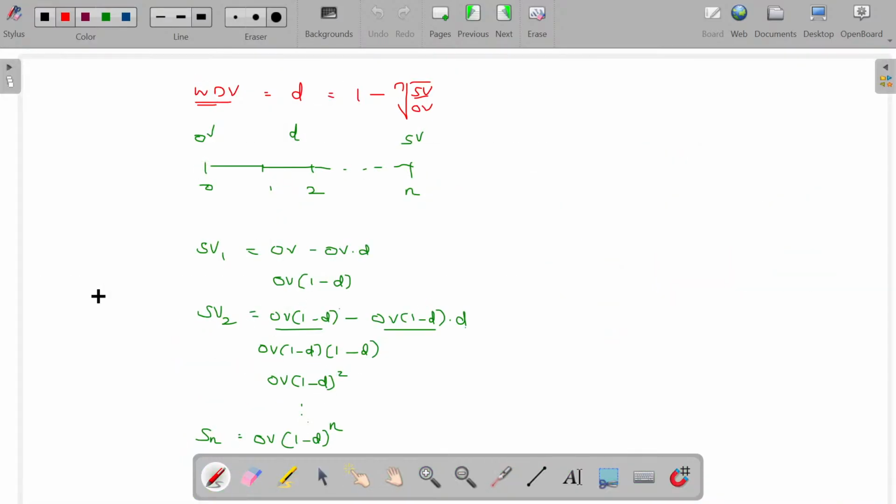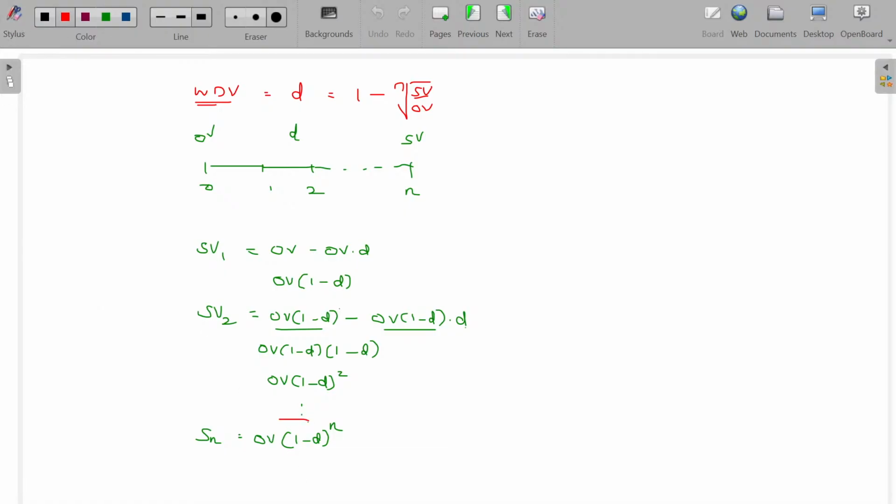Hope now you'll be able to understand the first formula. This is the formula for what? Arriving scrap value for any given year. Scrap value for any given year is equal to original value into 1 minus d to the power given year.